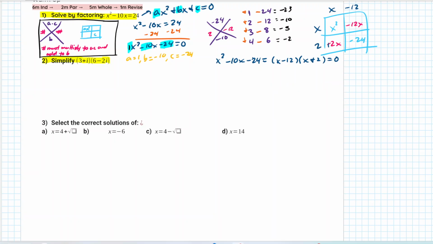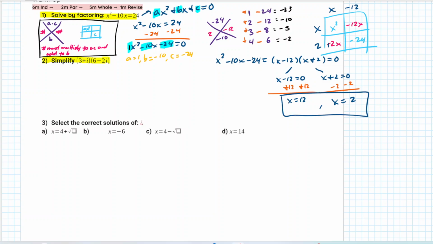Now, to do zero product property, super easy. You take the two terms and you set them each to 0. And then you solve. And this is something you guys already know how to do. These are simple one-step equations. So for the one on the left, we're going to add 12 to both sides. And we get x is equal to 12. And for the equation on the right, we're going to subtract 2. So we get x is equal to 2. And those are our solutions.